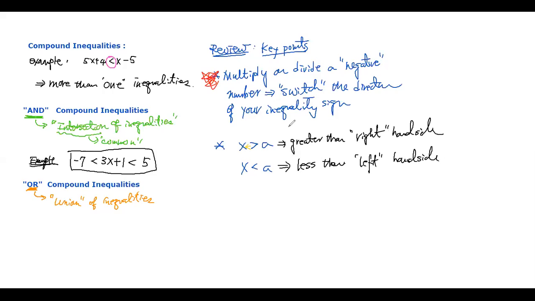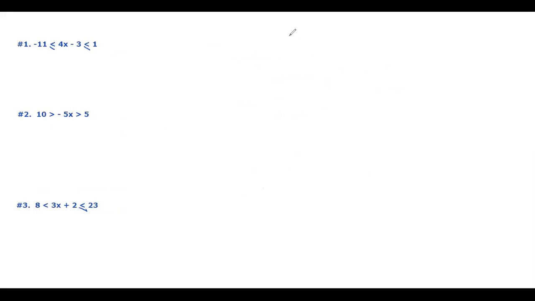So if you remember these few key points, especially when you multiply or divide by a negative number, you need to switch the direction of your inequality sign. So don't forget about that. And also, for greater than or less than, if you have an equal sign, that means when you graph it, instead of a circle you have a solid dot, right? Okay, very good.